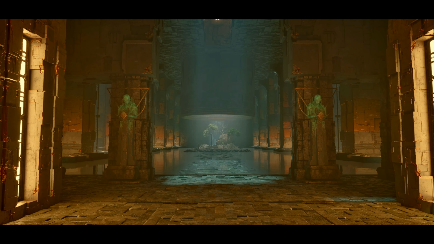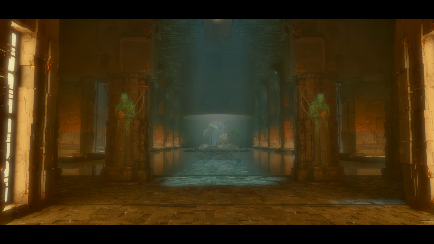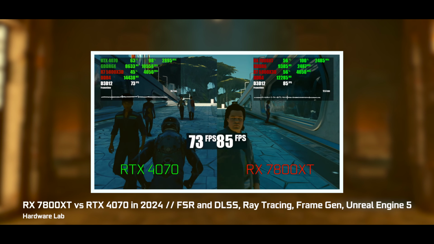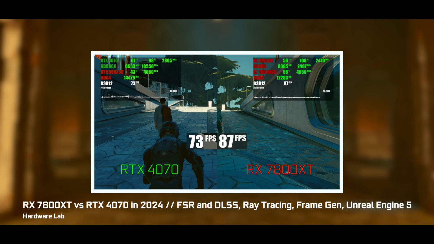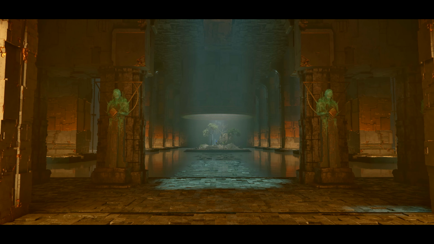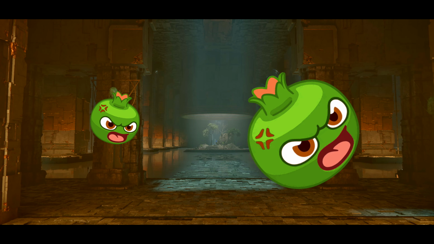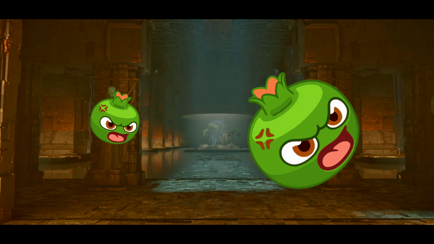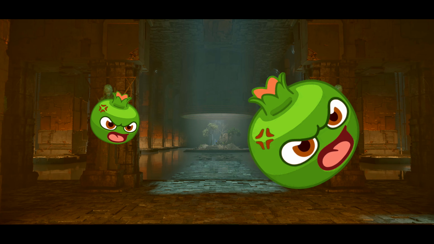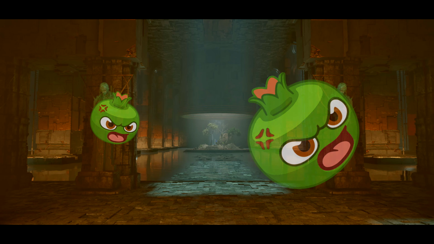As you probably already know from our 7800 XT and 4070 comparison, FSR frame generation works better on AMD, and this is something you should keep in mind. On the other hand, DLSS frame generation doesn't work on AMD at all. Moreover, it doesn't even work on Nvidia's own cards older than 40 series. So the only way to compare two technologies on the same hardware is to use Nvidia's 40 series card, in our case RTX 4070.